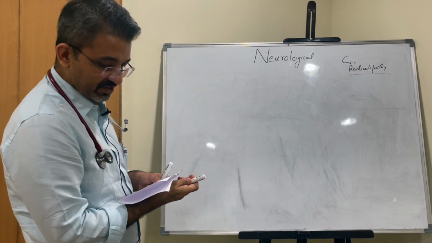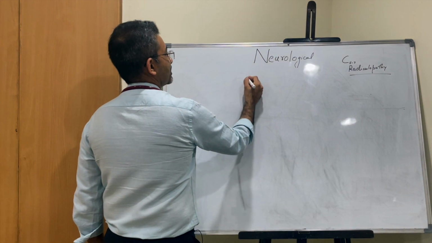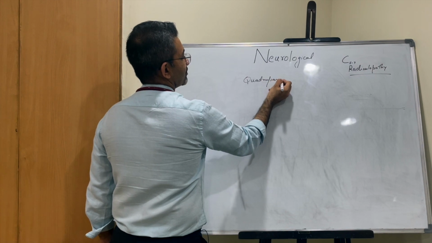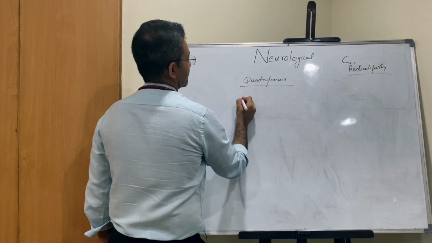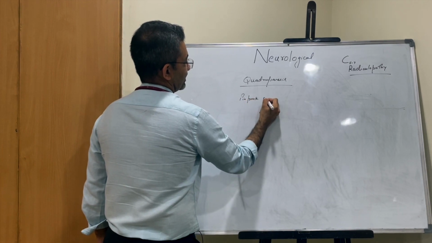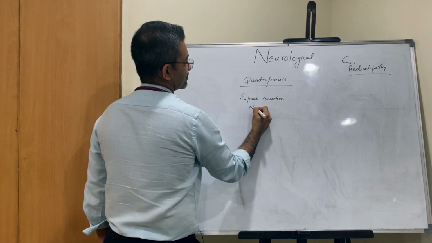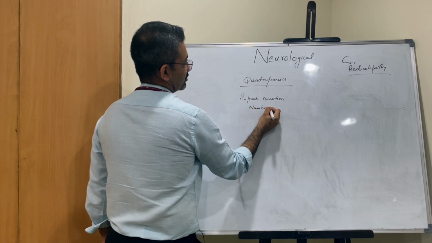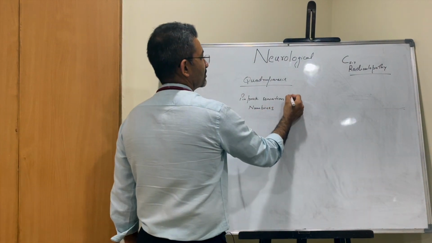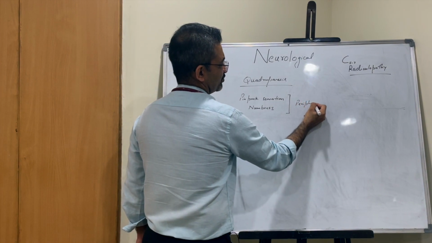Suppose the same patient of quadriparesis gives you a history that he has pinprick sensations and numbness in both hands and feet. Pinprick sensation and numbness are the hallmark of peripheral neuropathy. So we are dealing with a case of peripheral neuropathy due to any cause.